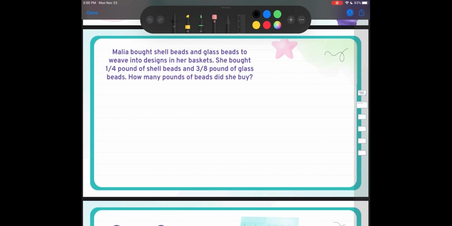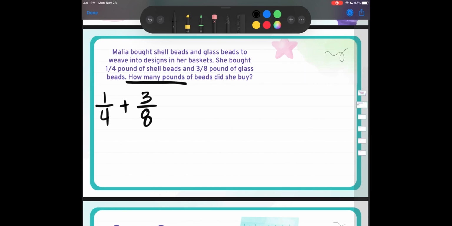So the first problem we're going to look at is a word problem. It says that Malia bought shell beads and glass beads to weave into designs in her baskets. She bought 1/4 pound of shell beads and 3/8 pound of glass beads. How many pounds of beads did she buy? So we're trying to find the total amount of beads that she bought. In order to do that, I'm going to do 1/4 plus 3/8.